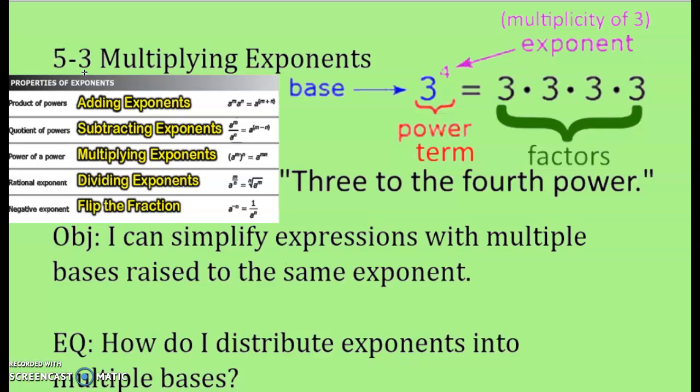Lesson 5-3, Multiplying Exponents. Objective: I can simplify expressions with multiple bases raised to the same exponent. Essential question: how do I distribute exponents into multiple bases? So we're going to be using the power of a power rule. We're multiplying exponents. A to the mth power to the nth power equals a to the m times n power.